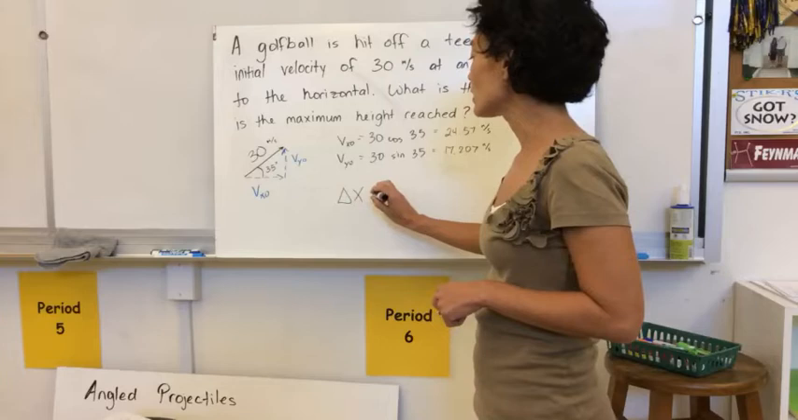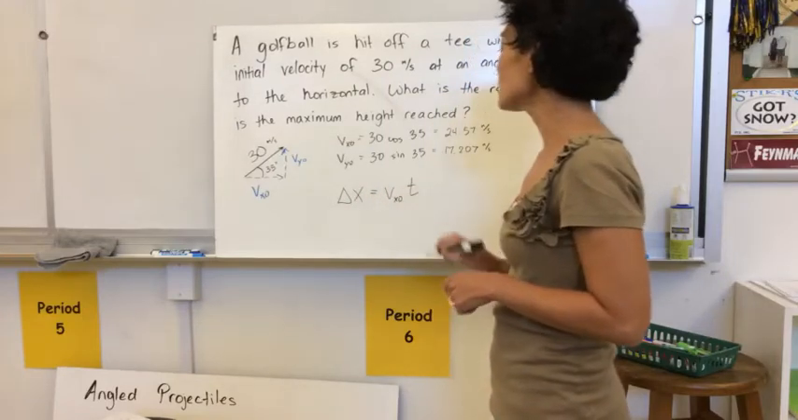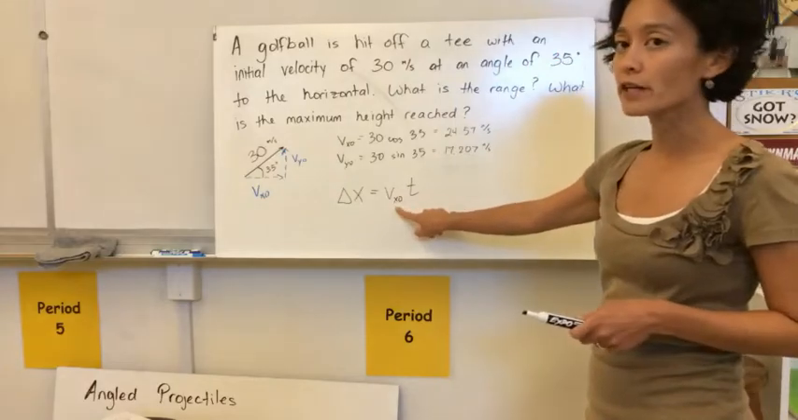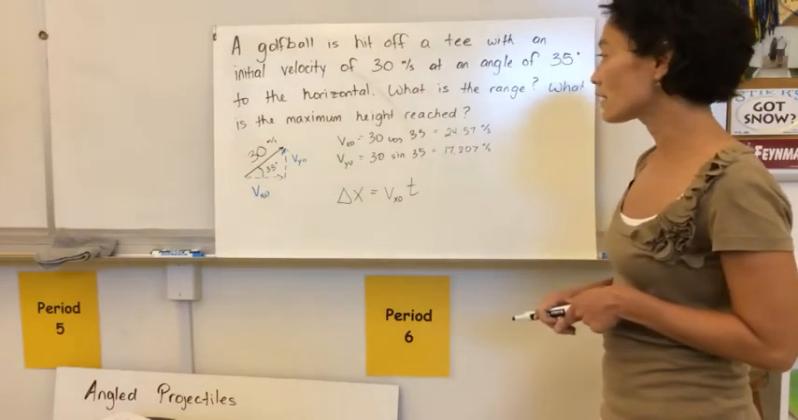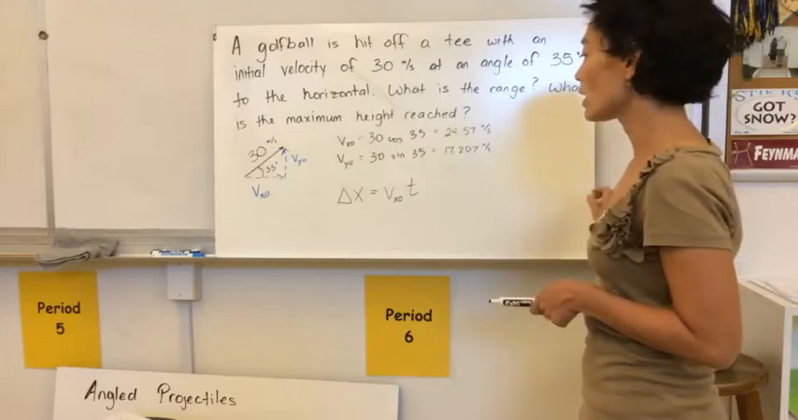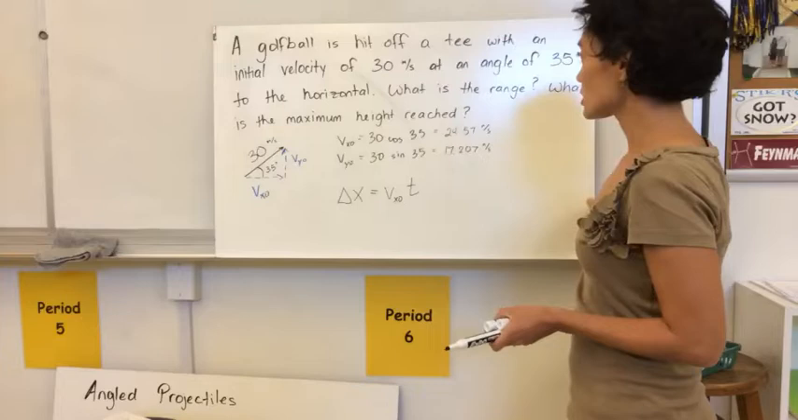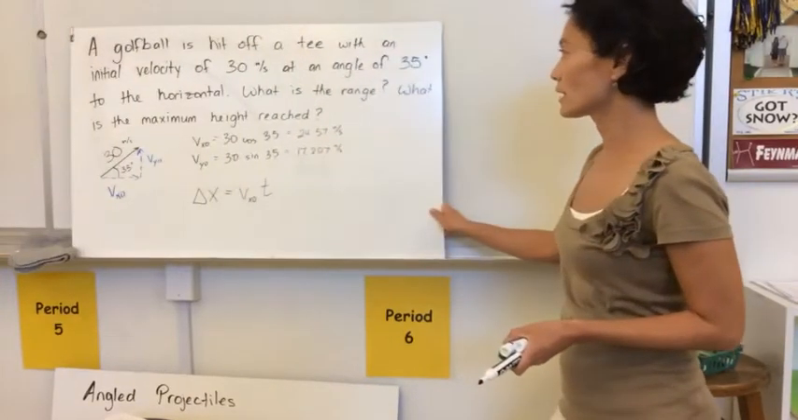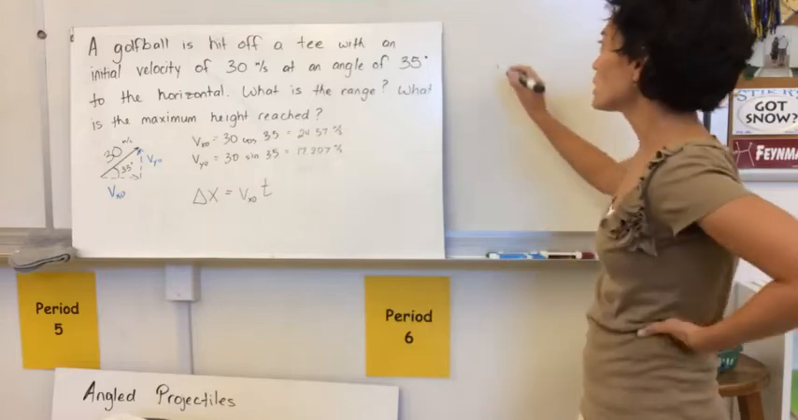Well, we only have one equation for delta x. It's Vx naught times t. And we have the Vx naught value, but we have to find what the t value is. So in order to find the t value, we're going to use our y equations. So I'm going to just kind of slide this over, and hopefully that is enough room to be able to do the problem over here.